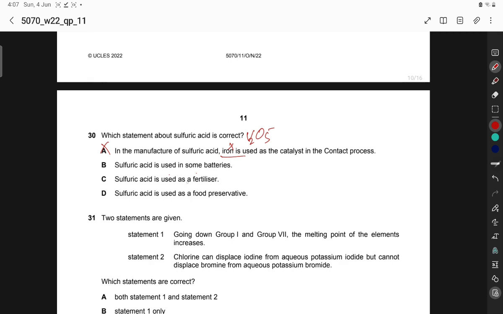Yes, this is a use of sulfuric acid. Sulfuric acid is used in car batteries, so this is correct. It is not used as a fertilizer, not used in making fertilizer, so this is also incorrect. Sulfuric acid is used as a food preservative? Sulfuric acid is not used as a food preservative. Sulfur dioxide is used as a food preservative.